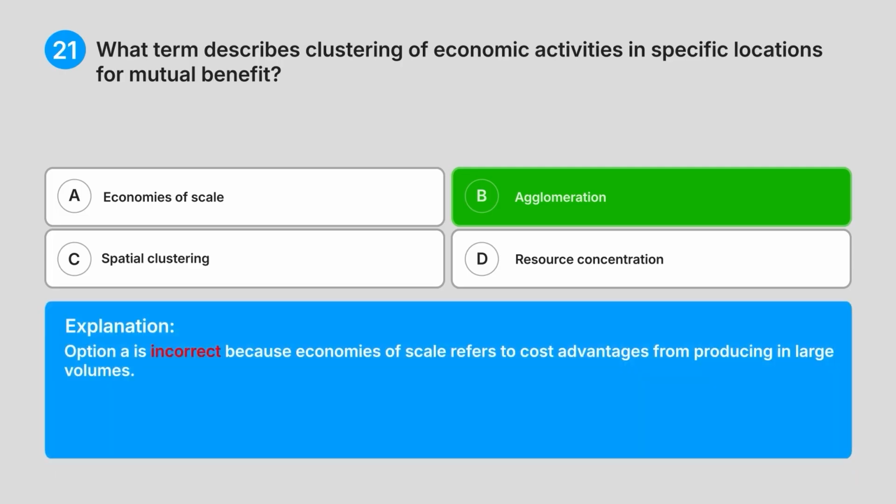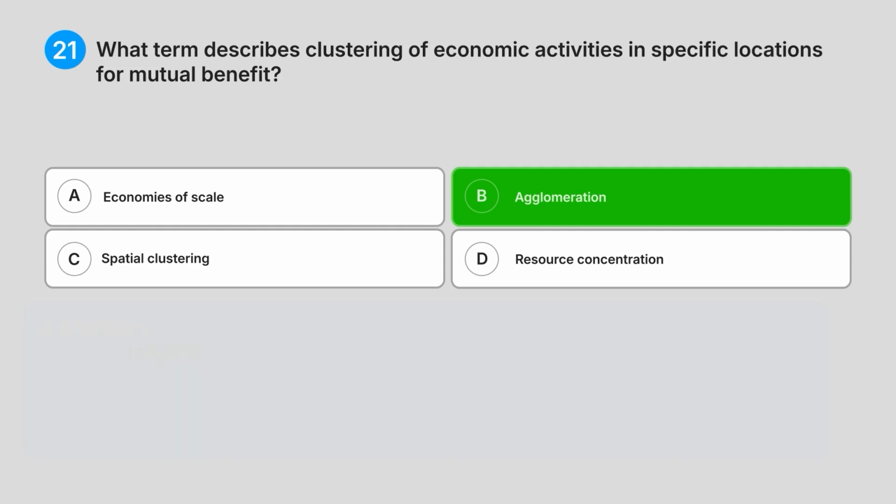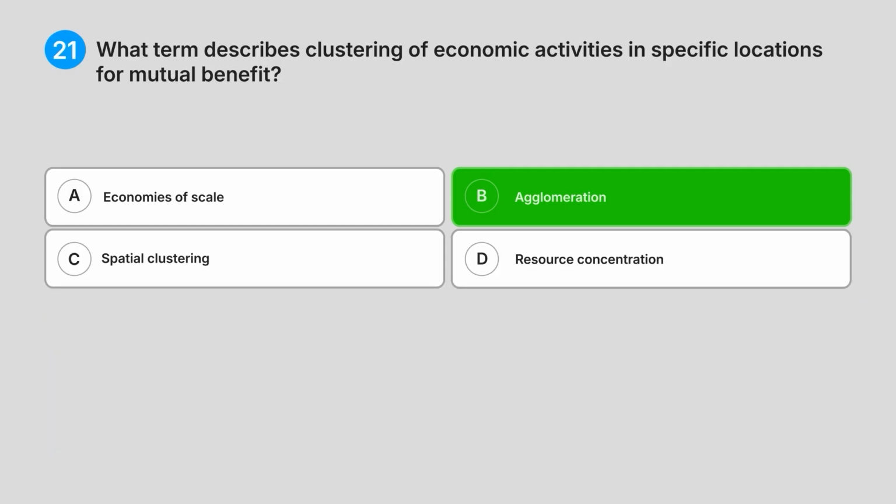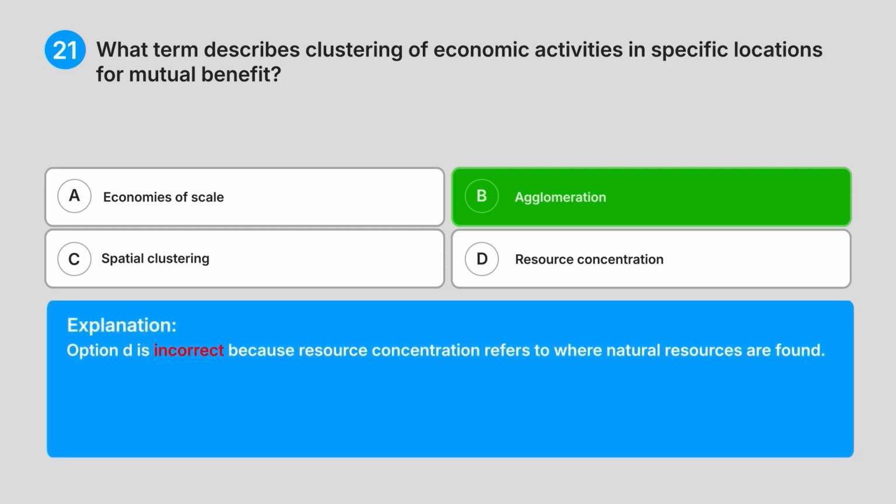Option A is incorrect because economies of scale refers to cost advantages from producing in large volumes. Option C is incorrect because spatial clustering is a descriptive term, but agglomeration is the specific economic concept. Option D is incorrect because resource concentration refers to where natural resources are found.